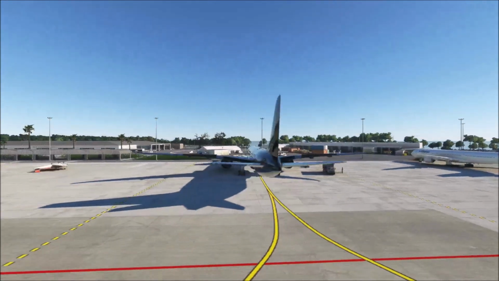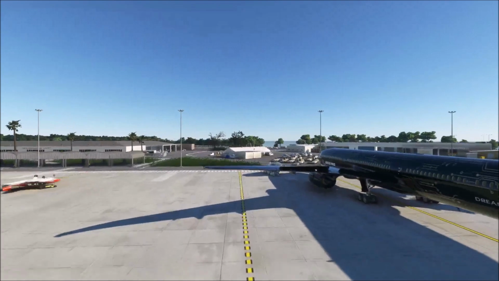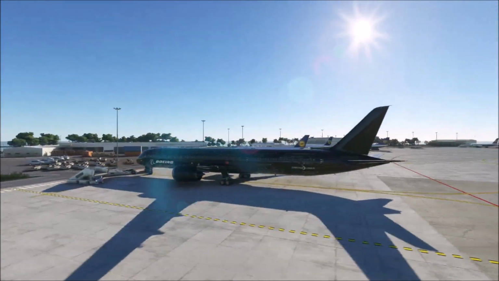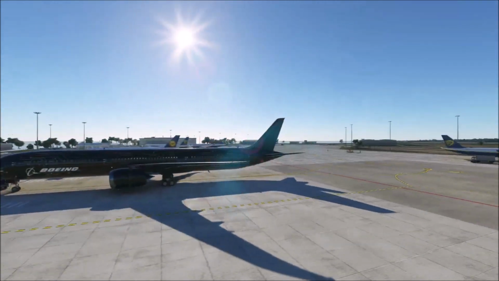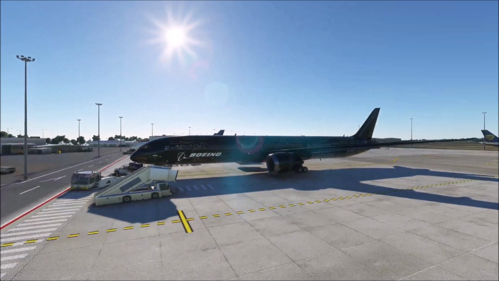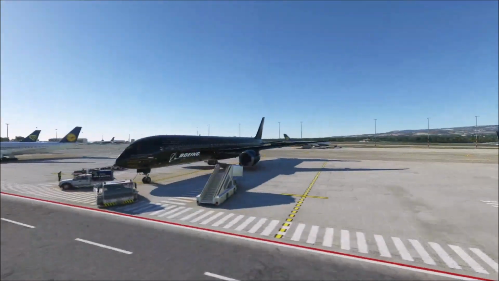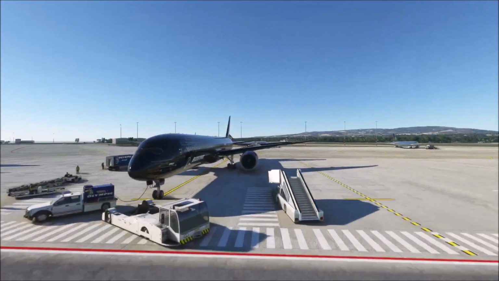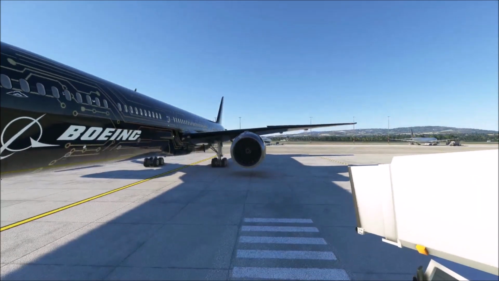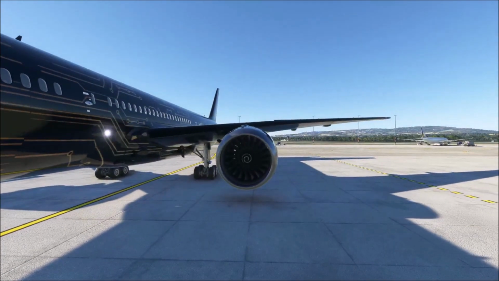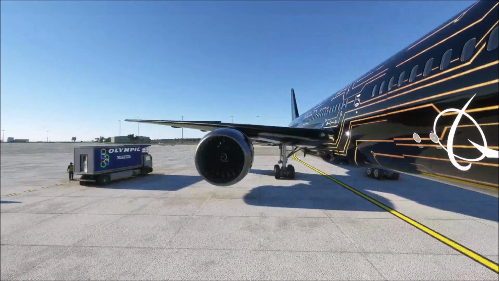The Black Widow, ladies and gentlemen, which is the most beautiful plane in Paphos International Airport. This is where we are. The most beautiful plane is the Black Widow. Here she is. Engines are running. Okay.